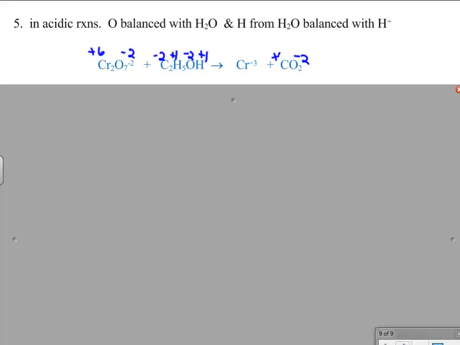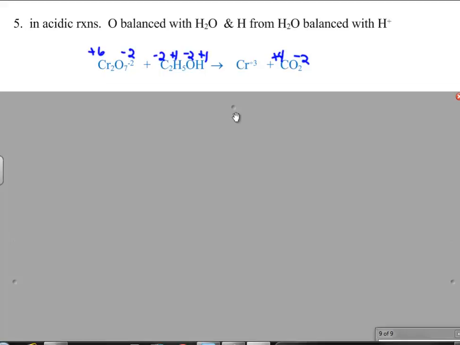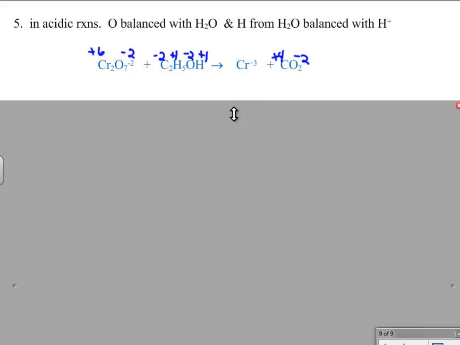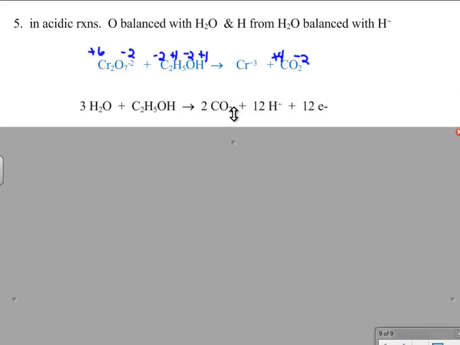Carbon dioxide has -2 for oxygen. Now carbon is assigned a +4. So chromium reduces, carbon oxidizes. So those are our 2 half reactions. We'll start with carbon. Balance the carbons first, so we get 2 carbon dioxides. Then I look at my oxygens.